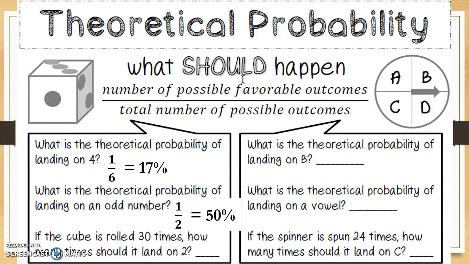If the cube is rolled 30 times, how many times should it land on a 2? So if we know that 1/6 is a theoretical chance, if it was rolled 30 times, the fraction that would be equal to that would be 5 out of 30.